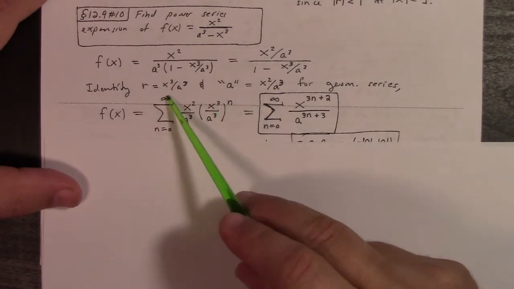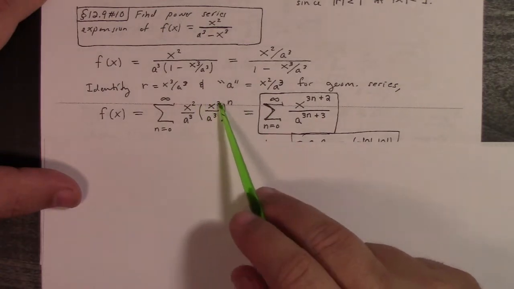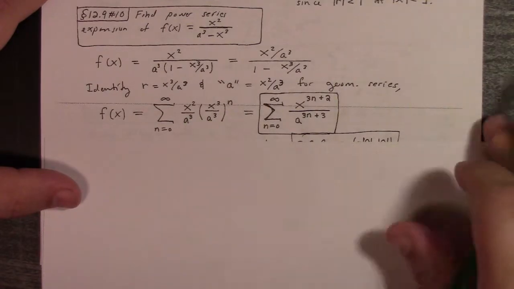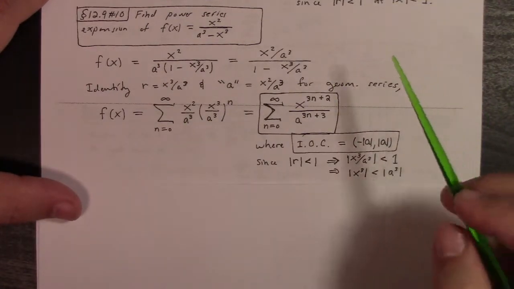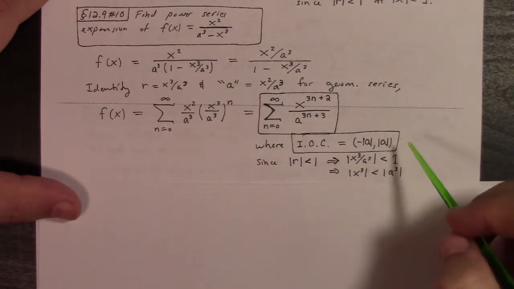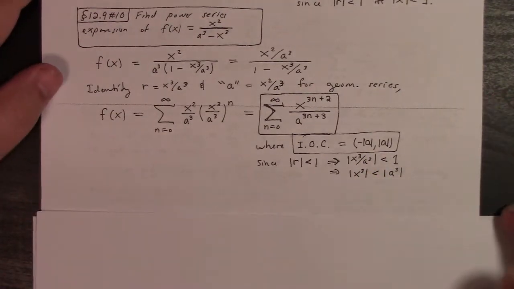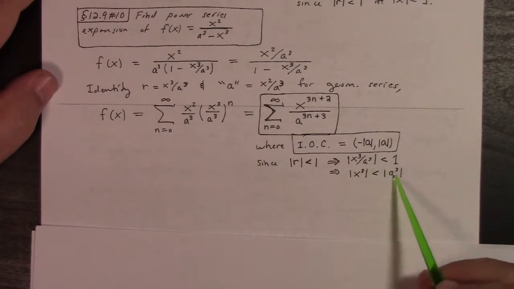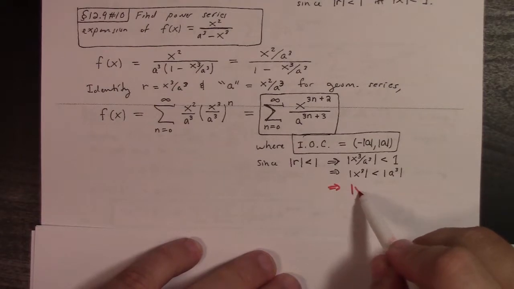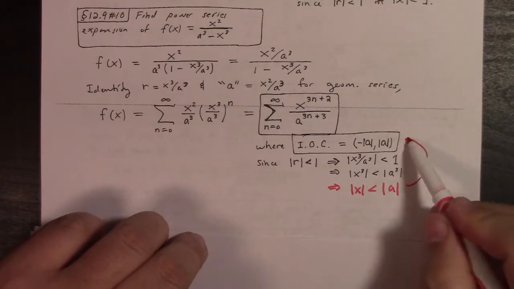Sum of a r to the n, n equals 0 to infinity, geometric series result. And what happens? Do algebra, we get x to the 3n plus 2 over a to the 3n plus 3. And there you have it. And the interval of convergence is when the radius has absolute value less than 1. So that's x cubed less than a cubed, which of course implies that the absolute value of x is less than a, right, which gives us that interval of convergence right there, okay?